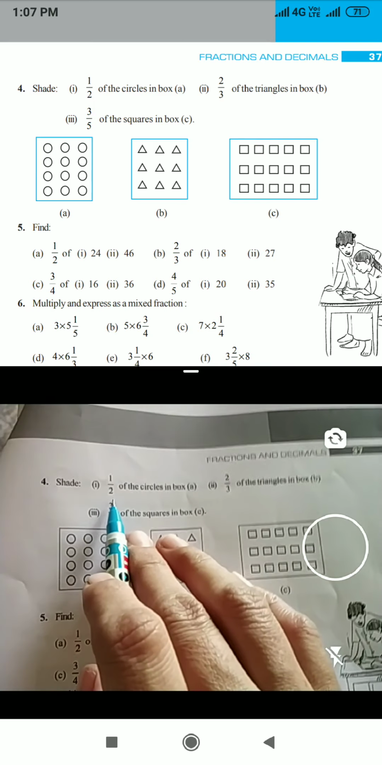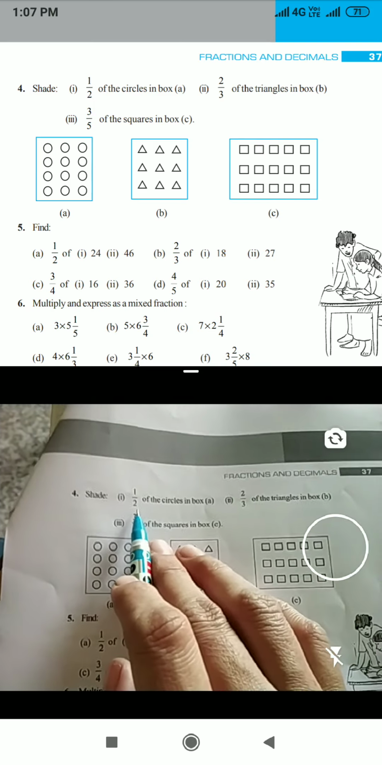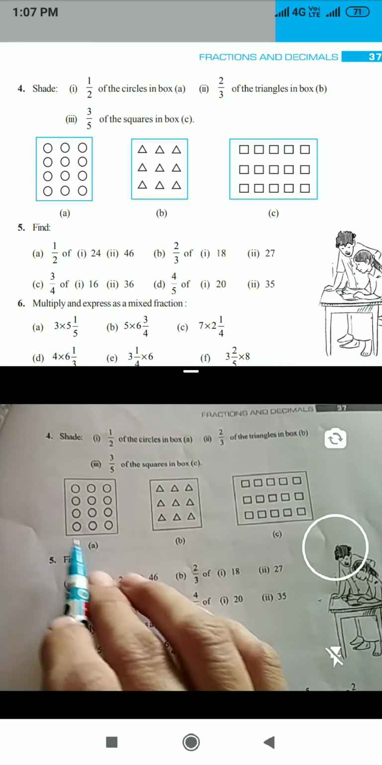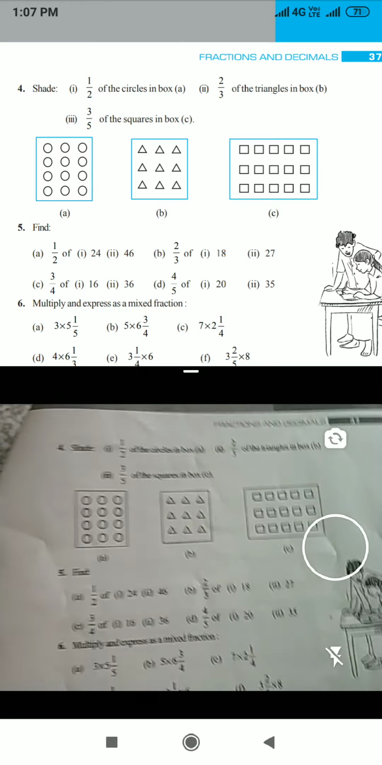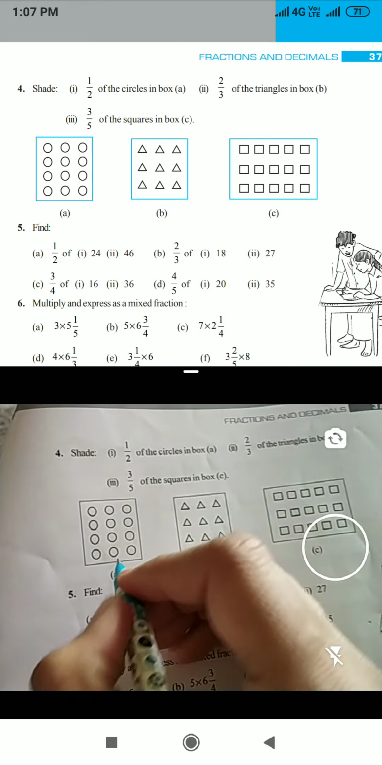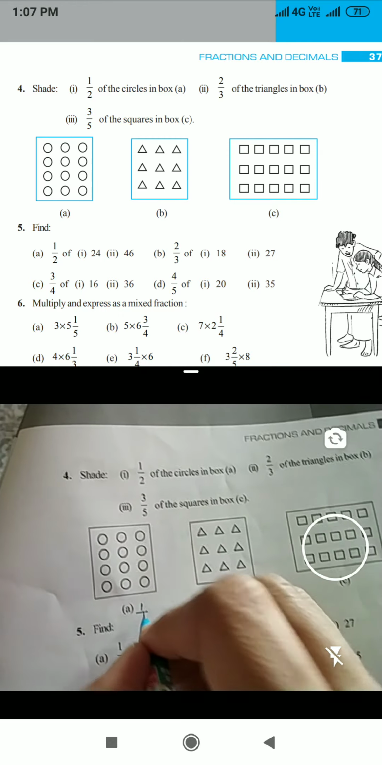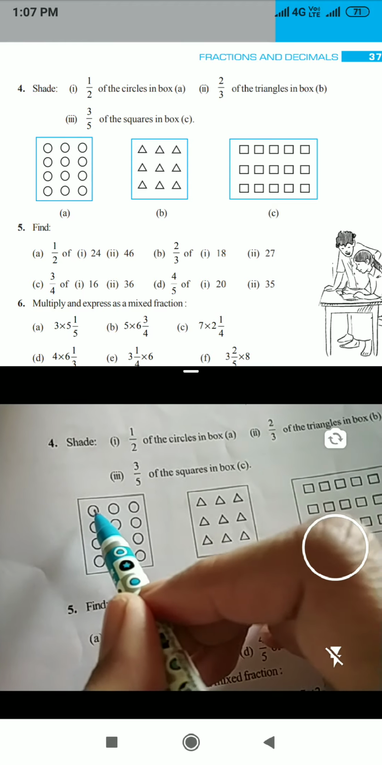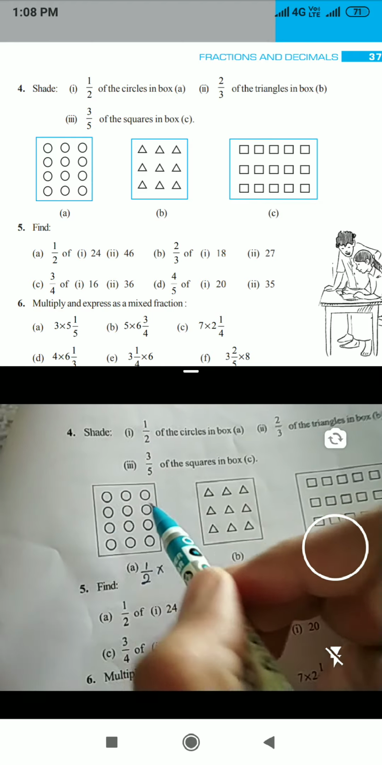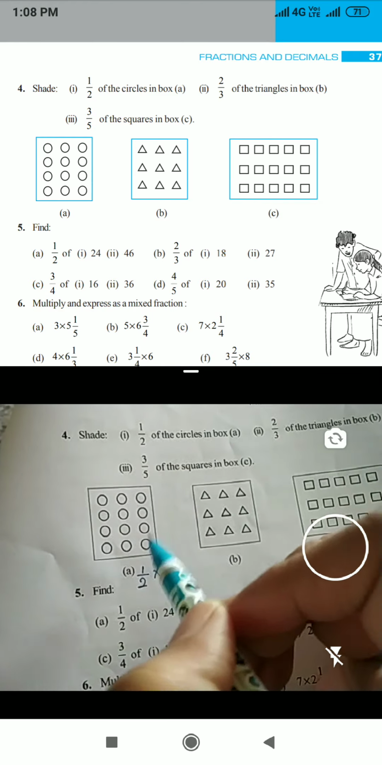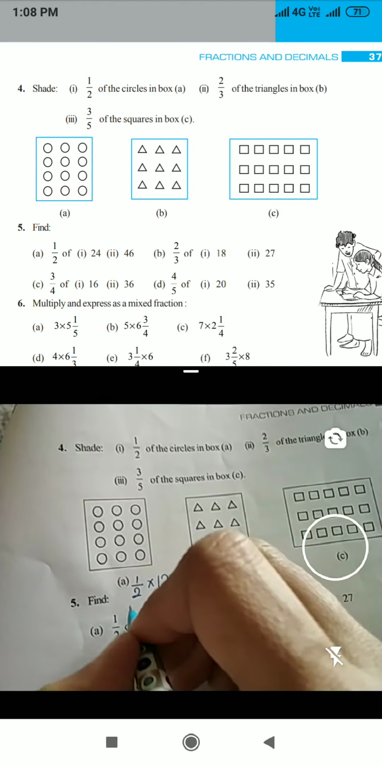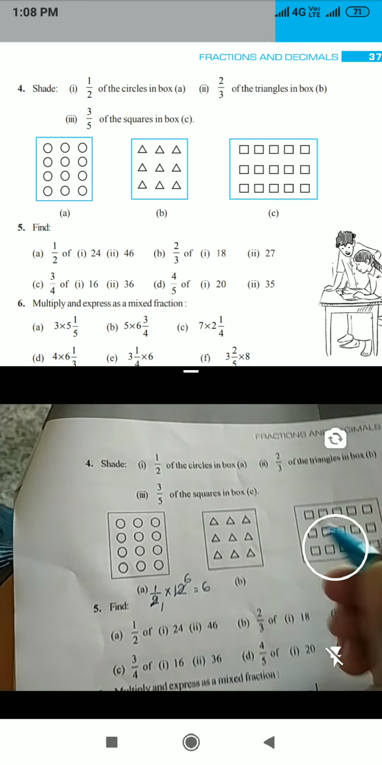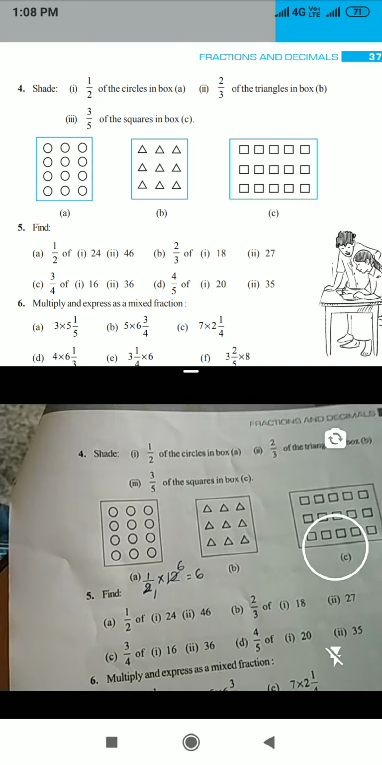Shade 1 upon 2 of the circle in the box A. Now we have to shade half of the box in this A. Now half of the box means how much? Now we will solve here. 1 upon 2 multiplied by. Okay, now how many circles are there? Count it. 1, 2, 3, 4, 5, 6, 7, 8, 9, 10, 11, 12. 12 we have. So 2 ones are 2, 6 are. So what do we get as the answer here? 6 we got the answer here.